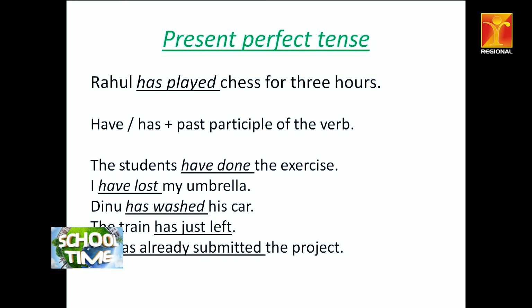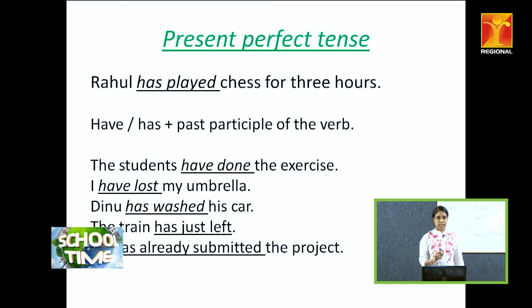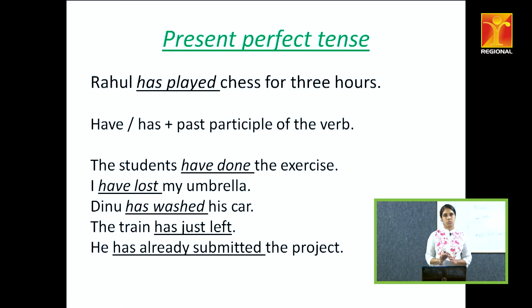The students have done the exercise. Second one, I have lost my umbrella. Then Dinu has washed his car. He has finished washing his car. That is the meaning of the sentence. Okay. The train has just left. He has already submitted the project.